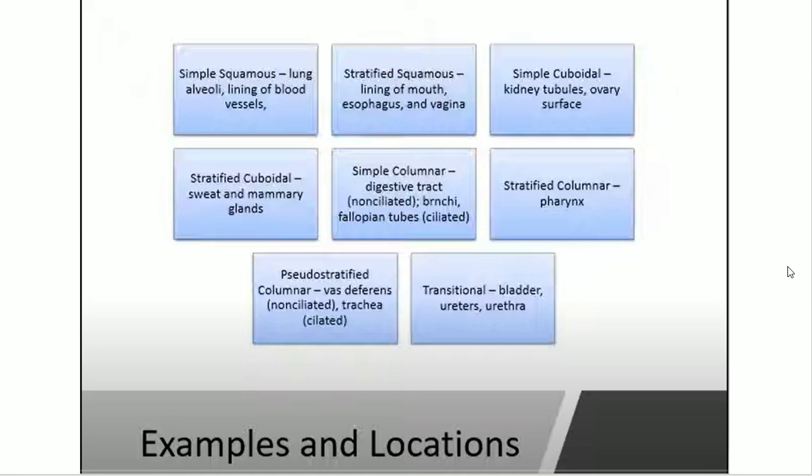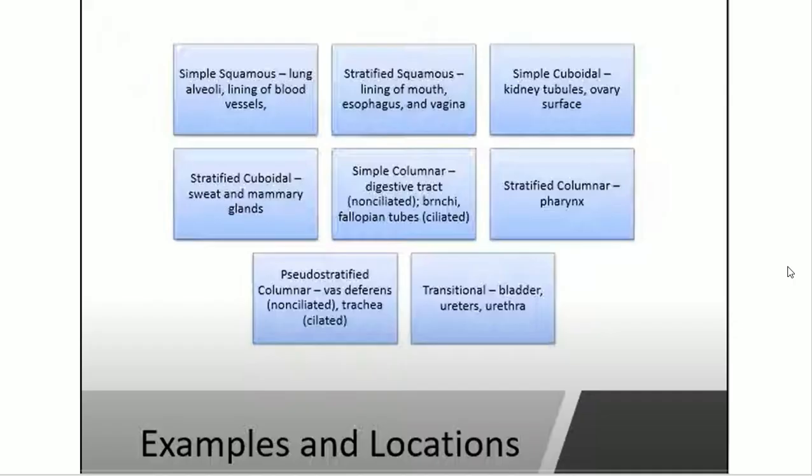Stratified columnar cells can be found in the pharynx, in the throat. So remember we talked about stratified layers in the lining of the mouth and the esophagus. You also have stratified layers, not of squamous cells, but of columnar cells in the pharynx, which is the throat. Now, pseudostratified columnar. Pseudo in science means false, or not really. So pseudostratified means falsely stratified columnar epithelium.